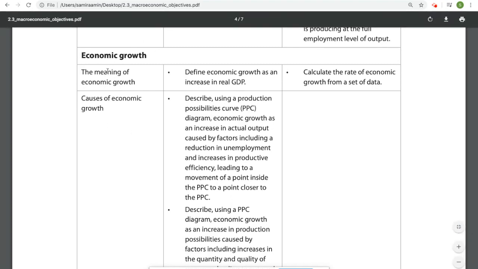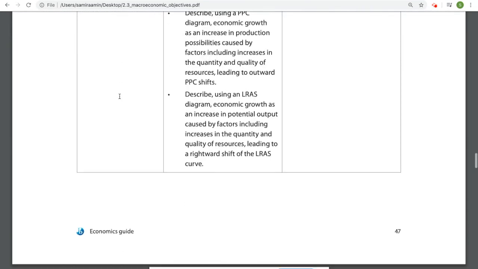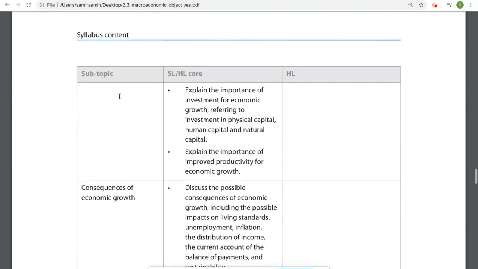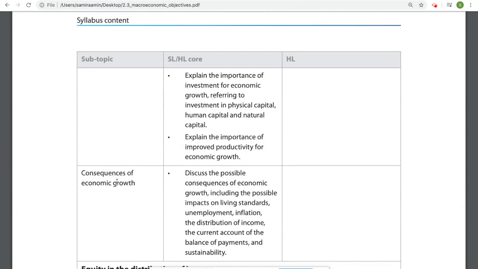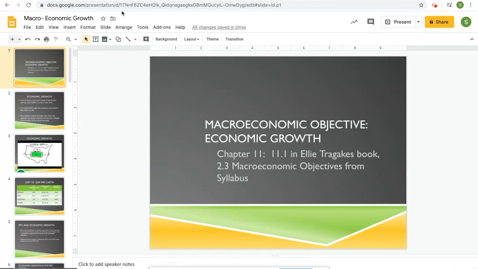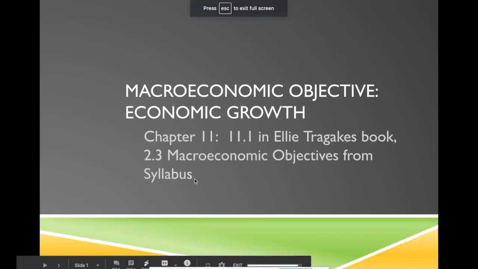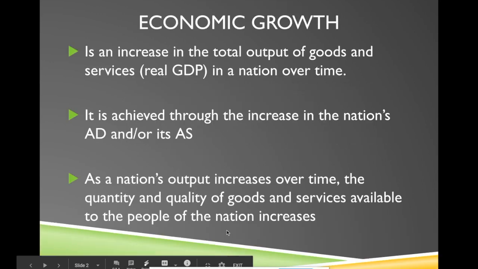So, this particular unit, we'll be looking at what is economic growth, causes of economic growth, and the consequences. So let's get straight to it. Right. So, what is economic growth? How would you define it?